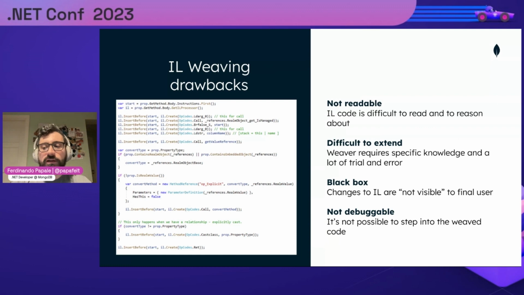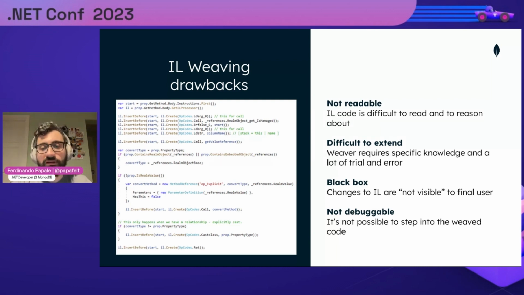First of all, it's not really readable. I mean, as you can see, the IL code is not really easy to understand if you don't have experience with that. And for this reason, it's also quite difficult to extend because you need very specific knowledge to work on it. For example, on the left here on the screen, I'm showing part of the code that is responsible for the weaving. And if you just look at it, it's very difficult to understand what is exactly happening.